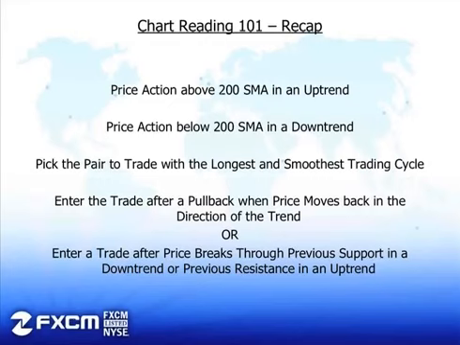Pick the pair to trade with the longest and smoothest trading cycle. Remember, the best example up there was that dollar Swiss chart, nice and smooth, stair steps to the downside. The worst example of a trending chart that we had up there was the South African rand, Japanese yen, where it's just flat as a tabletop. I mean, good luck trying to figure out which way that one's going to move. People can trade that, for sure, but not with a trending strategy.